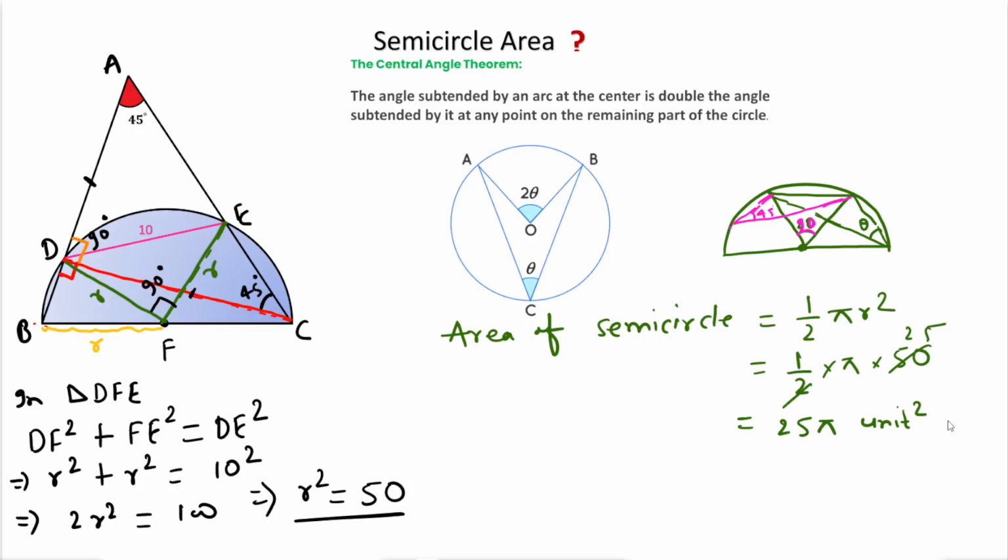Also, if we put the value of pi as 22 by 7 or 3.14, it will be around 78.54 square units as the answer for this question. So thanks for watching this video.